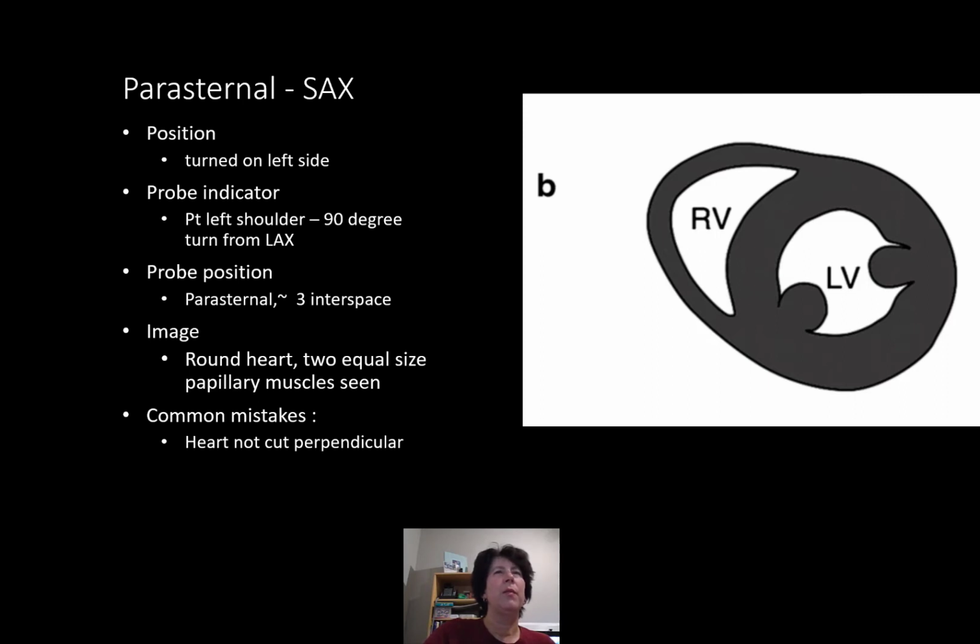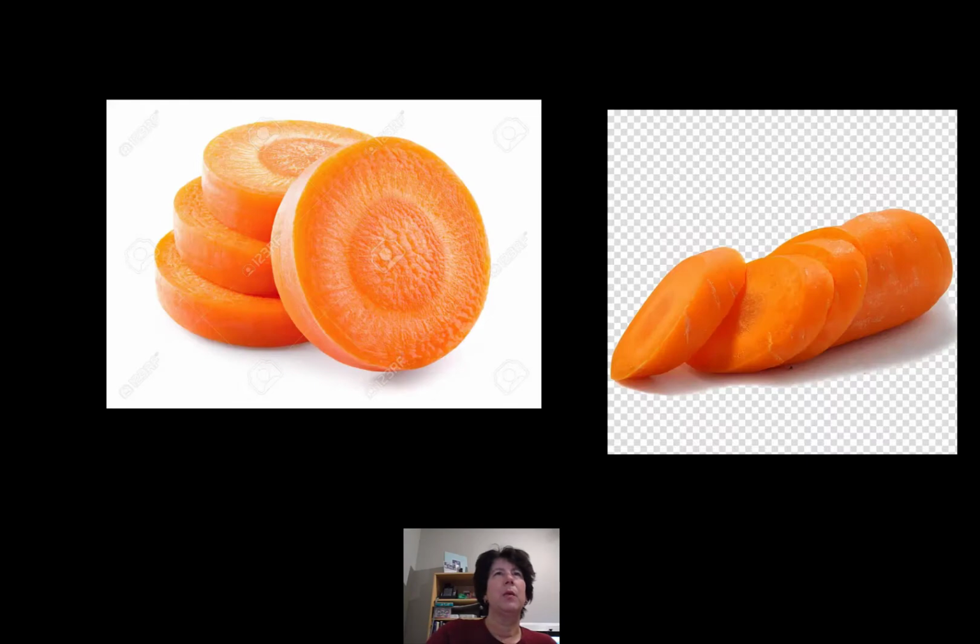If you see your image, you want to see this nice round heart with your two equal papillary muscle size. The most common mistake here is that people don't cut the heart perpendicularly, so they're off on an angle. Instead of a nice round heart, we get this kind of elliptical heart, which will change cavity sizes as well as wall thickness in our assessment.